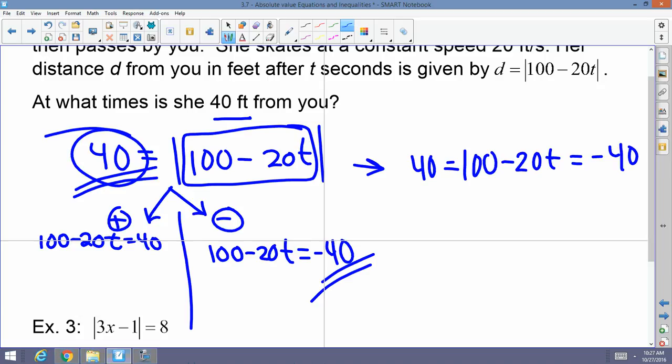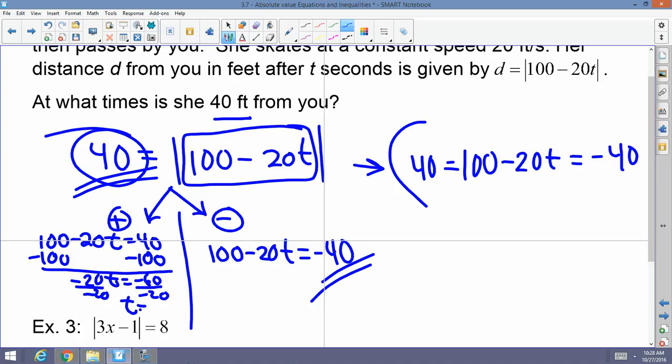Now, let's think about it. I'm going to do it both ways, okay? But you need to decide what you want to do. So me, I'm going to go ahead and subtract my 100. And actually, the more I think about it, I like this way better. I've got negative 20t equals negative 60, divided by negative 20, divided by negative 20, and t equals 3. So in 3 seconds, this will be a reality because 100 minus 20 times 3 is 60. 100 minus 60 is absolute value of 40. Absolute value of 40 is 40. Boom, that works. 3 seconds works.